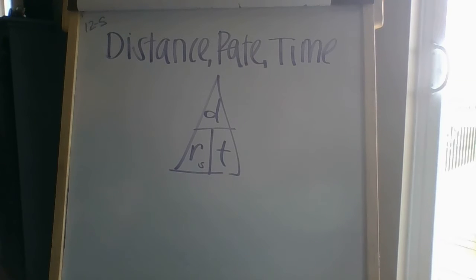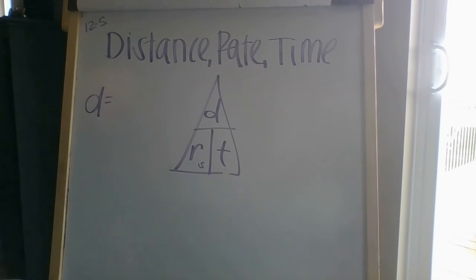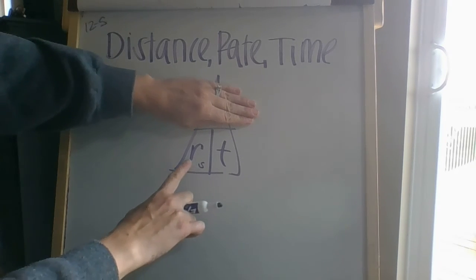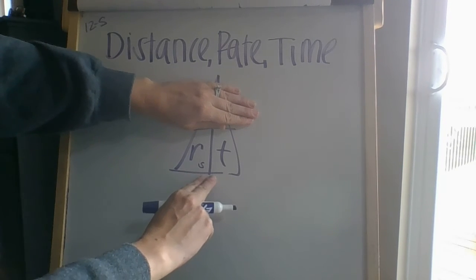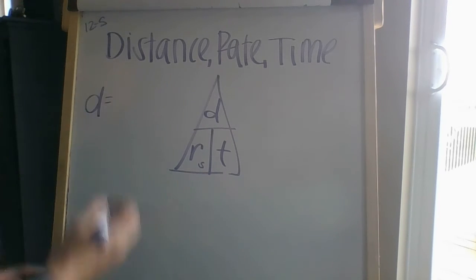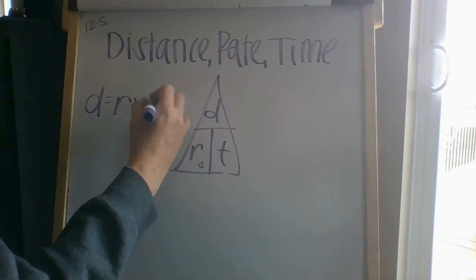Now, to solve these, this triangle offers a really, really nice visual. If we're looking for the distance, and we're trying to figure out what that distance is going to be, I'm going to take a look at my triangle. I'm going to cover up distance because that's what I want. That leaves us with our rate and our time. Notice they are right next to each other. Operations that are right next to each other, we're going to multiply. So to figure out the distance, you're going to do your rate times your time.